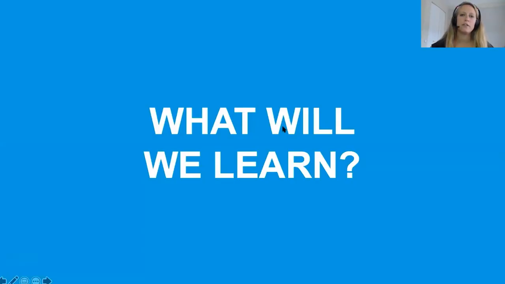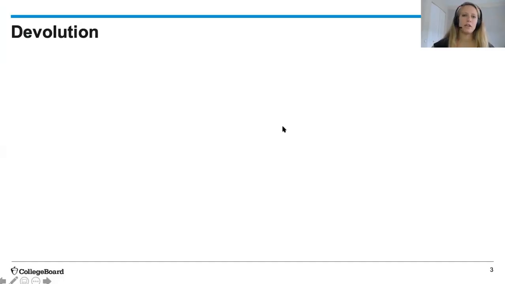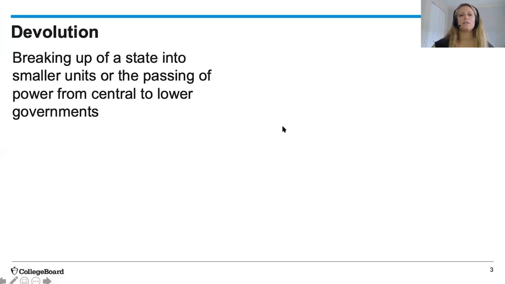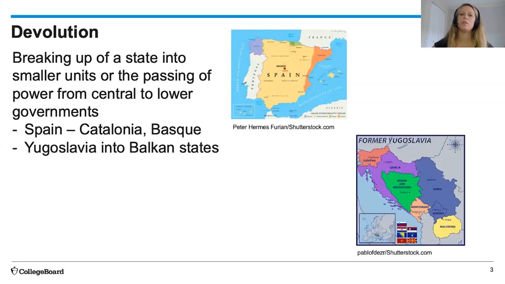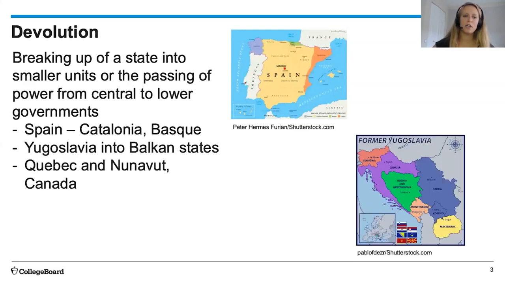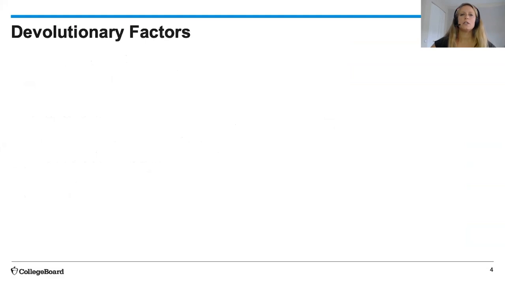So just like we started off the last video, let's just remind ourselves what devolution is. Some kind of breaking up of a state into smaller states or smaller, maybe gaining autonomous regions, or just simply the passing of power from central to lower governments. There's a lot of different examples, some of which we will go into today, such as in Spain, Yugoslavia, Canada, Belgium, or Nigeria. So let's get more into this.